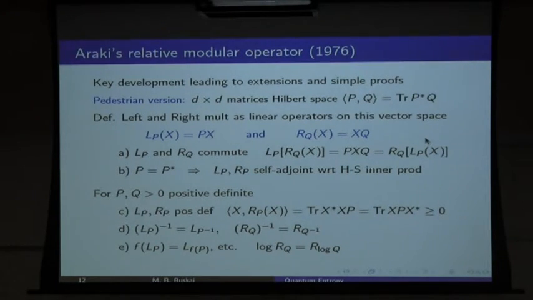No matter which order you do them in, you end up with pxq. And these left and right multiplications have all the properties of p and q carry through. If p and q are self-adjoint, so are these operators. If they're positive semi-definite, so are these operators. Left multiplication by the inverse is the inverse of left multiplication. The log of right or left multiplication is right or left multiplication by the log. So all these properties carry through.